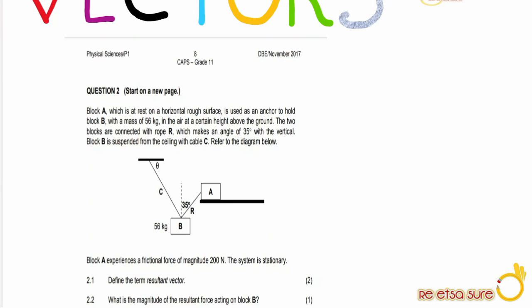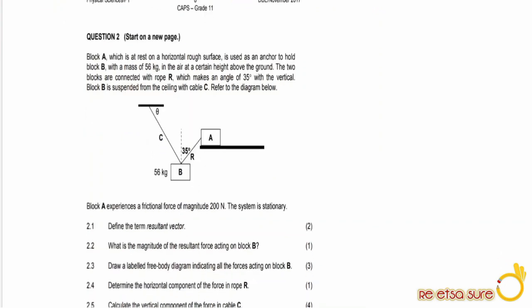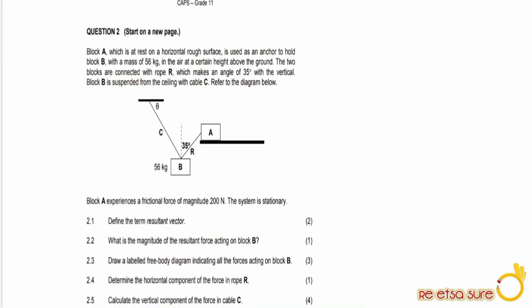Block A, which is at rest on a horizontal rough surface, is used as an anchor to hold block B with a mass of 56 kg in the air at a certain height above the ground. The two blocks are connected with rope R, which makes an angle of 35 degrees with the vertical. Block B is suspended from the ceiling with cable C. Refer to the diagram. Block A experiences a frictional force of magnitude 200 Newton. The system is stationary.